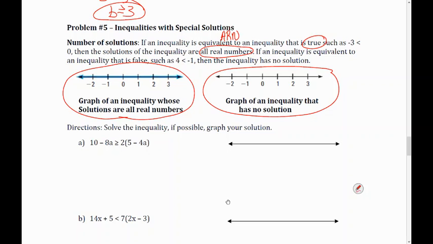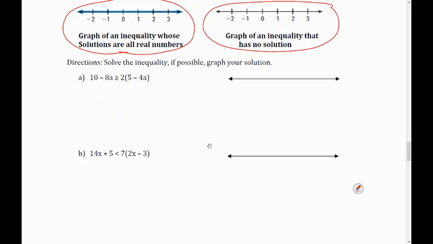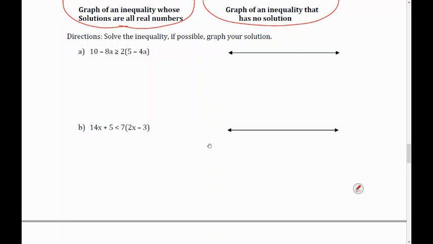All right, down to the bottom. Directions: solve the inequality if it's possible, and then graph the solution. Okay? So this is going to combine all of the things we've talked about so far. Some of them might have some negatives that we need to flip the signs. We have distribution. We have variables on each side. Okay? All right, here we go.